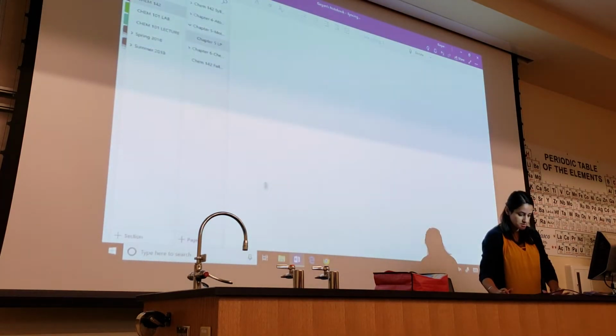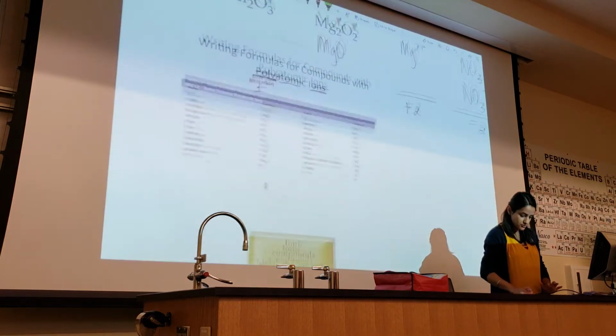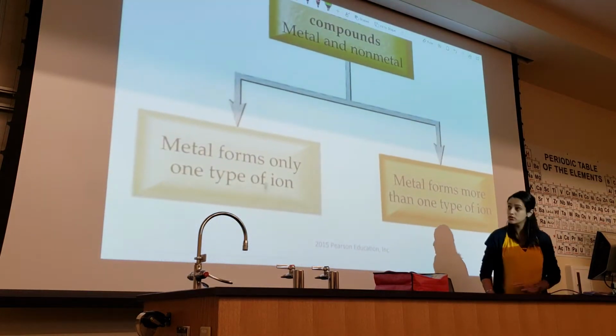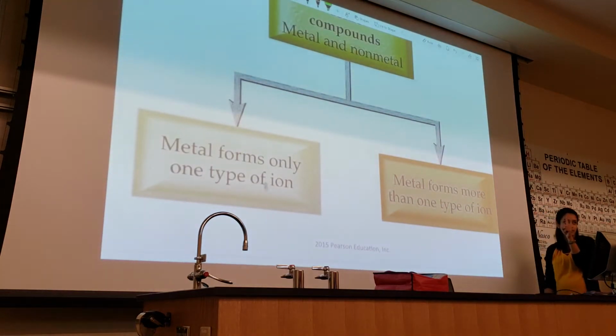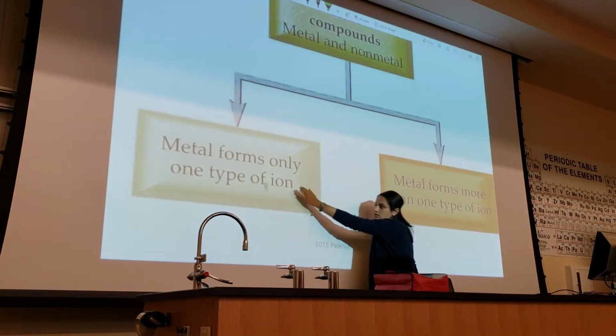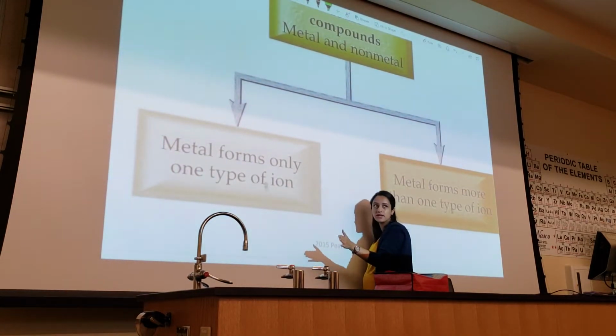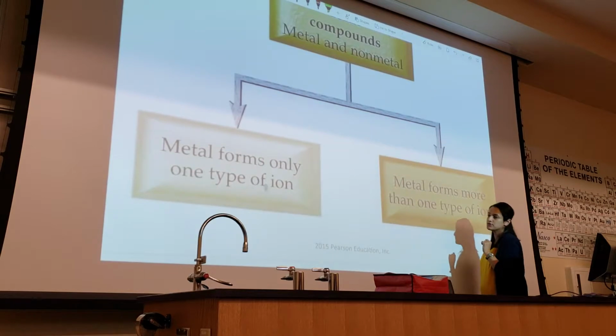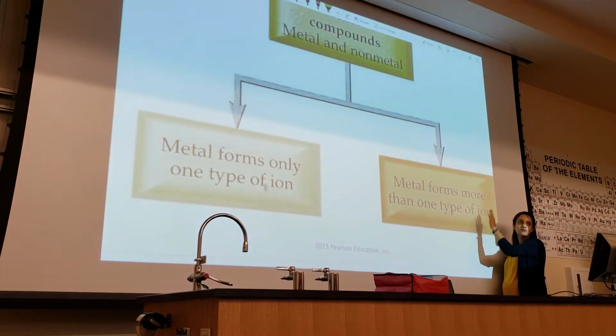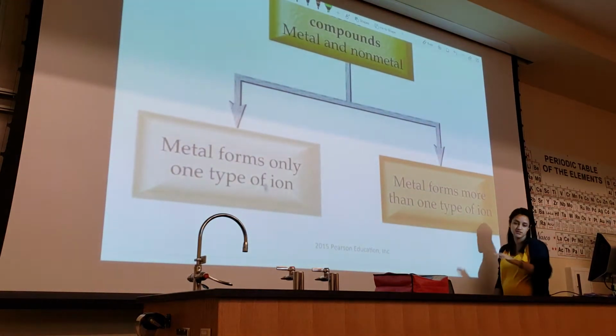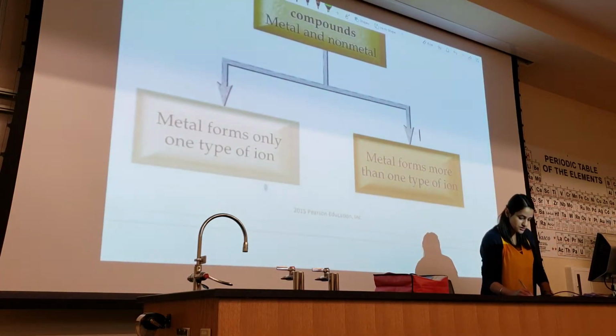Okay, so going back to this, when we look at a metal and it only forms one type of ion, we're talking about group 1, group 2, and group 3. That's important to understand, because it's going to change how you name the compound. Now, you can have a situation where the metal likes to form more than one type. This happens with transition metals a lot.